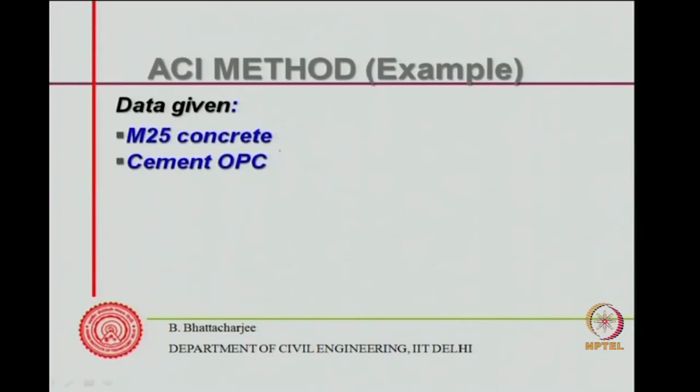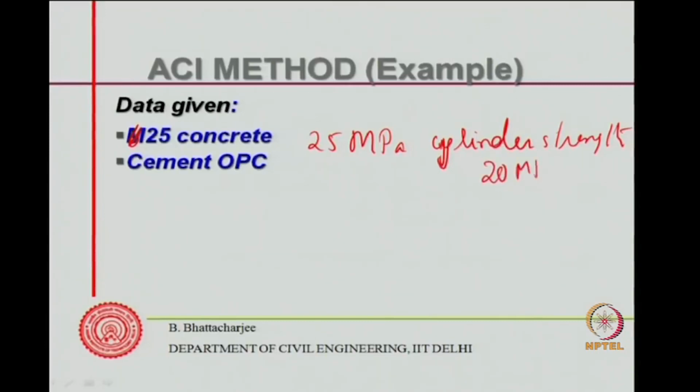Well, Indian M20, not M25, will not be the correct statement. I will say 25 MPa is the cylinder strength. Cement, of course, we are using OPC. For the simple case of an example, if it is M25, this would have been 20 MPa cylinder strength, but we are not using that. In fact, ours is higher strength.